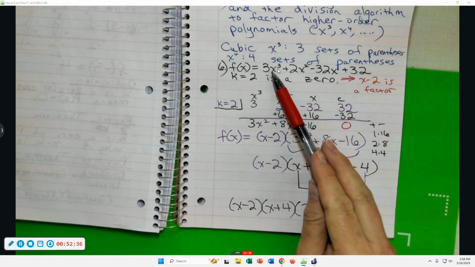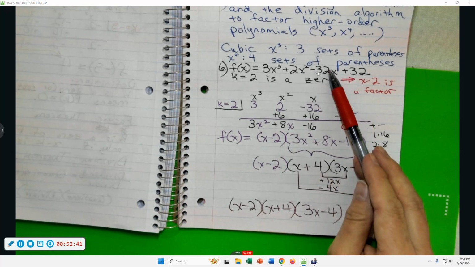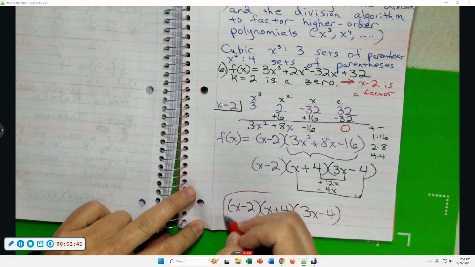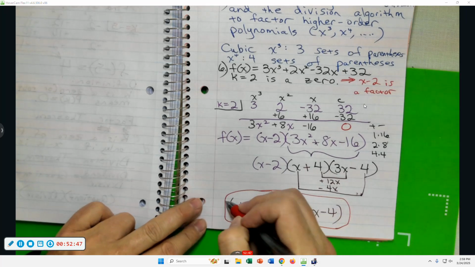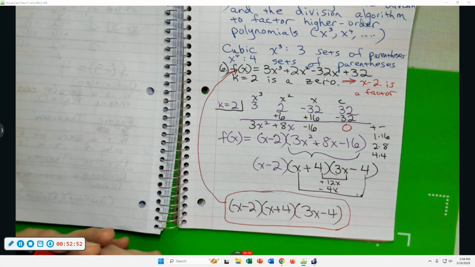The 3x cubed minus 2x squared, plus 2x squared minus 32x plus 32. If you FOILed all this stuff out and combined like terms, you would get back that function f of x.